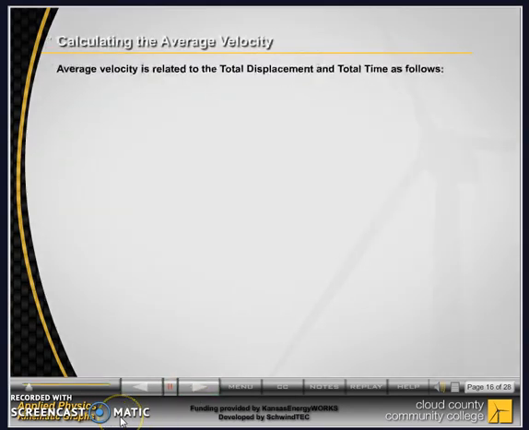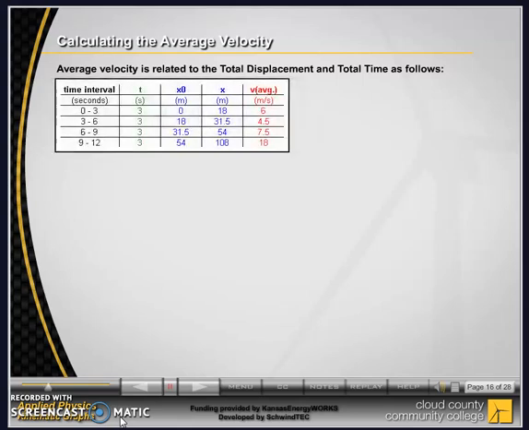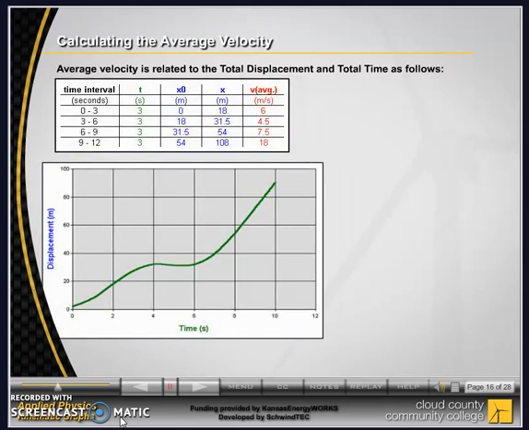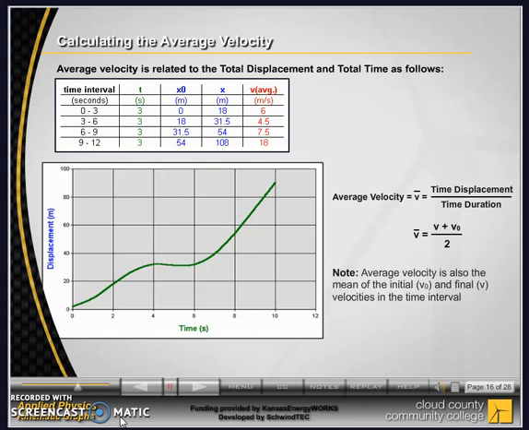Average velocity is related to the total displacement and total time as follows. For the graph, the average velocity can be calculated as follows. Note that the average velocity is also the mean of the initial, v sub 0, and final, v, velocities in the time interval.